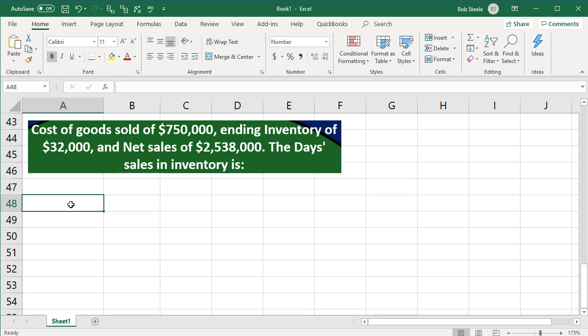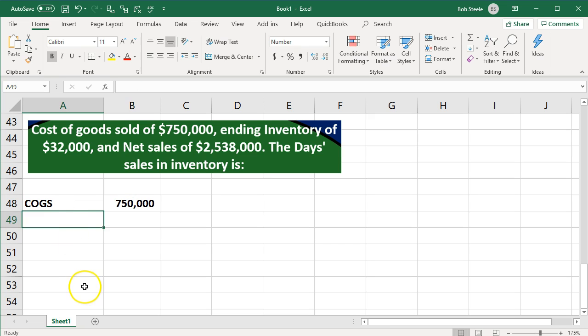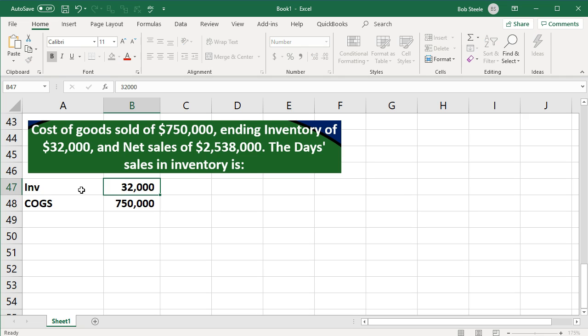We're looking for the days sales in inventory. So I'm going to say, all right, cost of goods sold, one of the numbers they gave us, is going to be the 750,000, and then we've got the ending inventory and net sales. Of those two numbers, we're typically considering the inventory. So we're considering the inventory and the cost of goods sold. I'm actually going to put the inventory on top. So I'll say the inventory is the 32,000, and then the net sales, that's the top line. That's not net income. That's net sales, the revenue line.